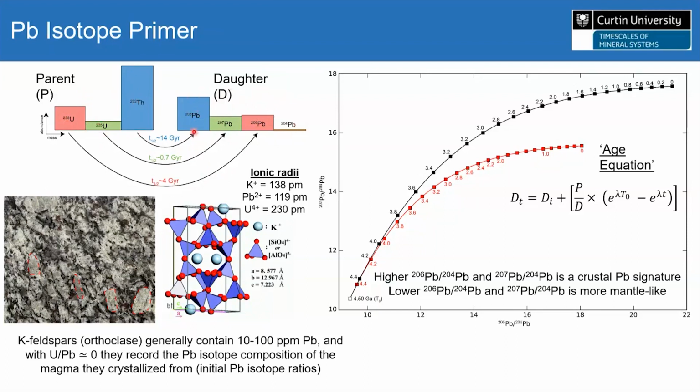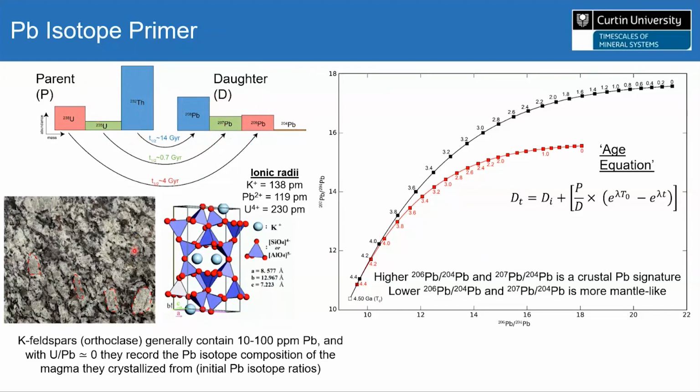So if our feldspar traps this lead signature, it's trapping that and it's not changing through time, because the feldspar itself doesn't have any uranium or thorium, so these signals are not being changed in the feldspar. So it's taking a snapshot and retaining that snapshot of the amount of uranium and the amount of thorium in that source fluid that grew the feldspar.